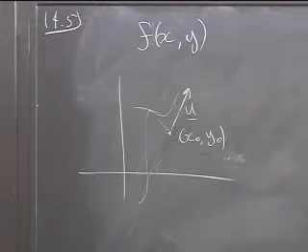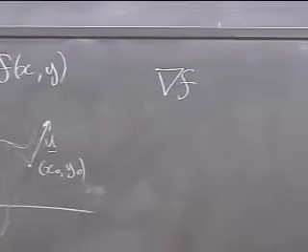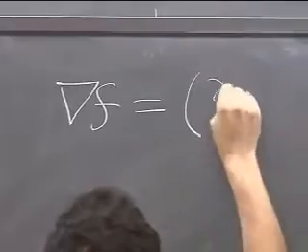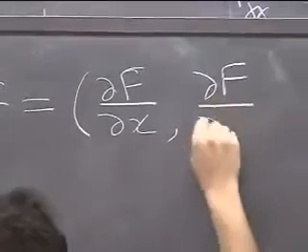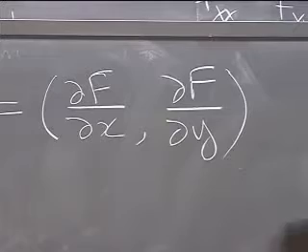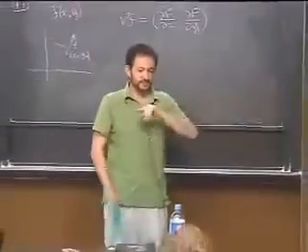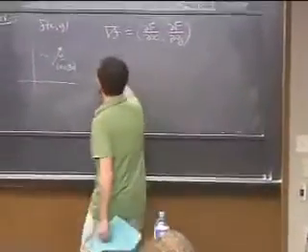It turns out it's not so bad if you define this del f to be a vector itself consisting of the partial derivative with respect to x, comma, the partial derivative with respect to y. So it's a vector that has in its components the derivative in this direction and the derivative in this direction. And from these two values, we're going to be able to find the derivative in any direction by using the dot product. In fact, here is the formula.